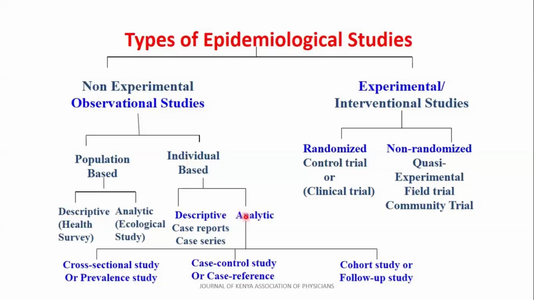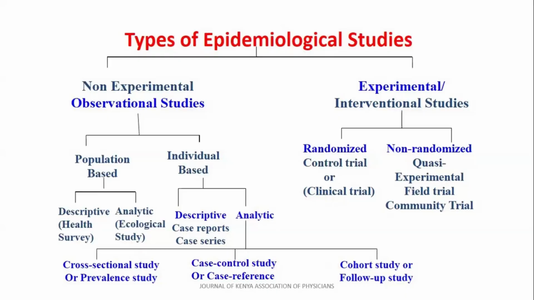If it's analytic, did the investigator determine the exposure? If no, then that's an observational study. If the investigator determined the exposure, then that is an experimental study. Those we'll look at in next week's session. So if they just observe, then it falls under one of these three categories.